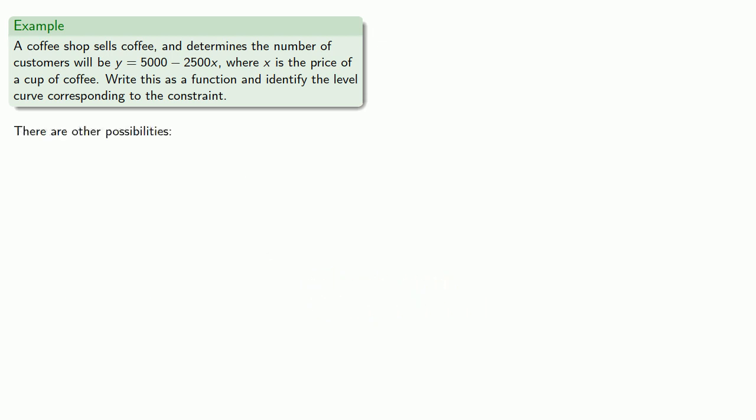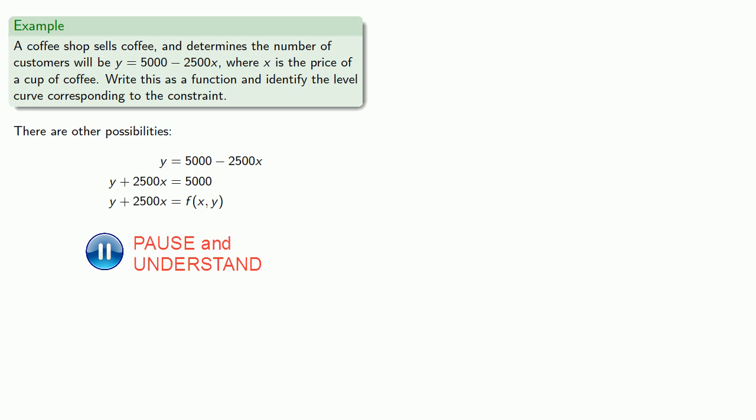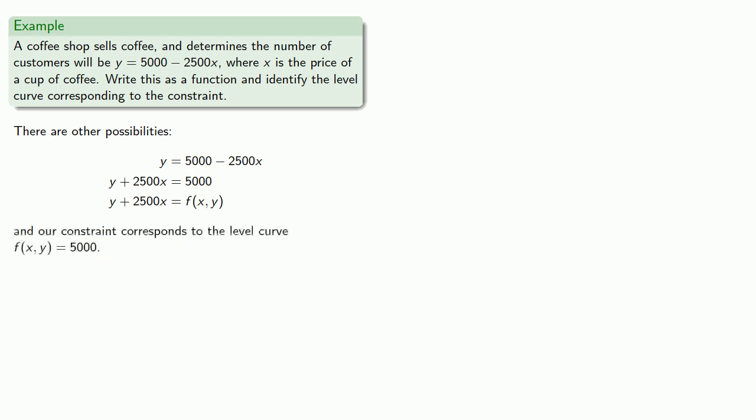There are other possibilities, and the only thing that's actually important here is that all of our variables are on one side of the equality. So I can take my equation and rearrange it. And again, I want the variable portion to be my function of two variables. And this time the constraint corresponds to the level curve, f of x y equals 5,000.